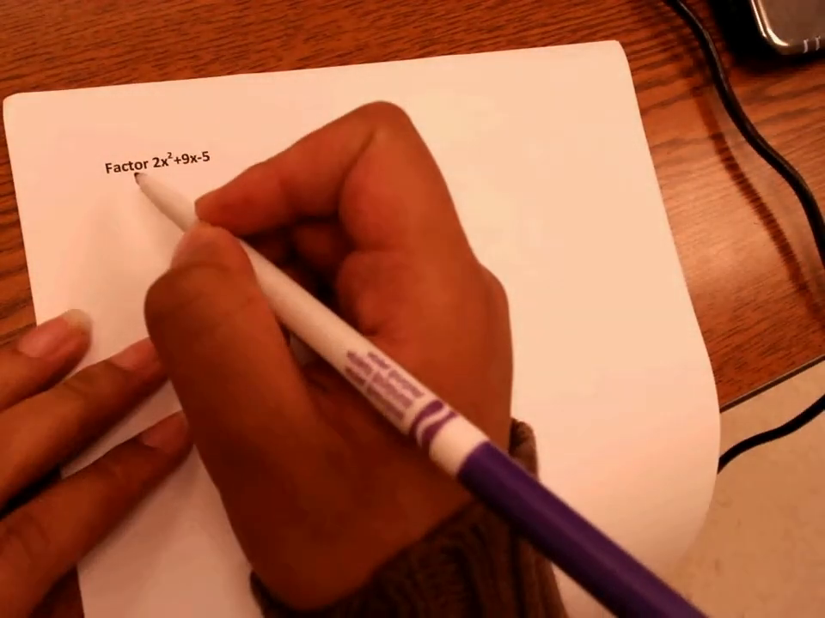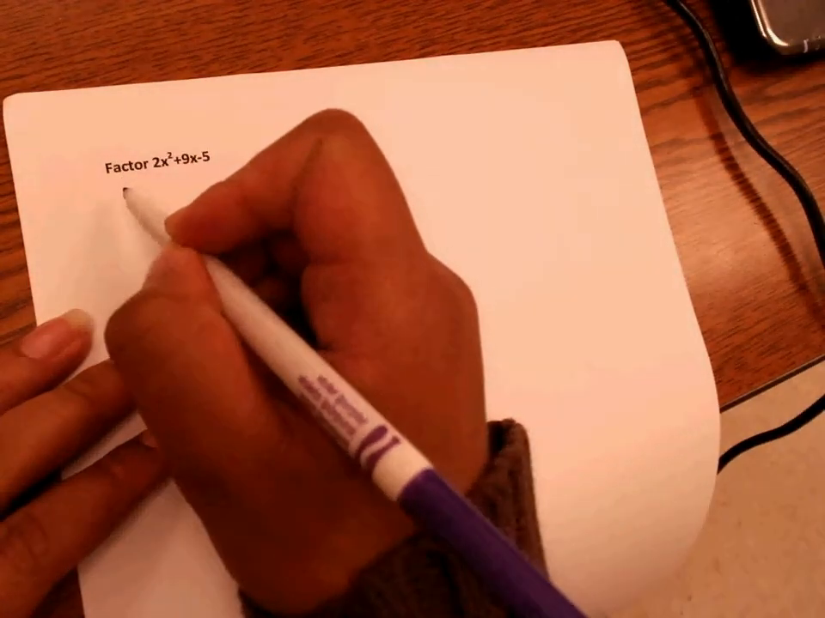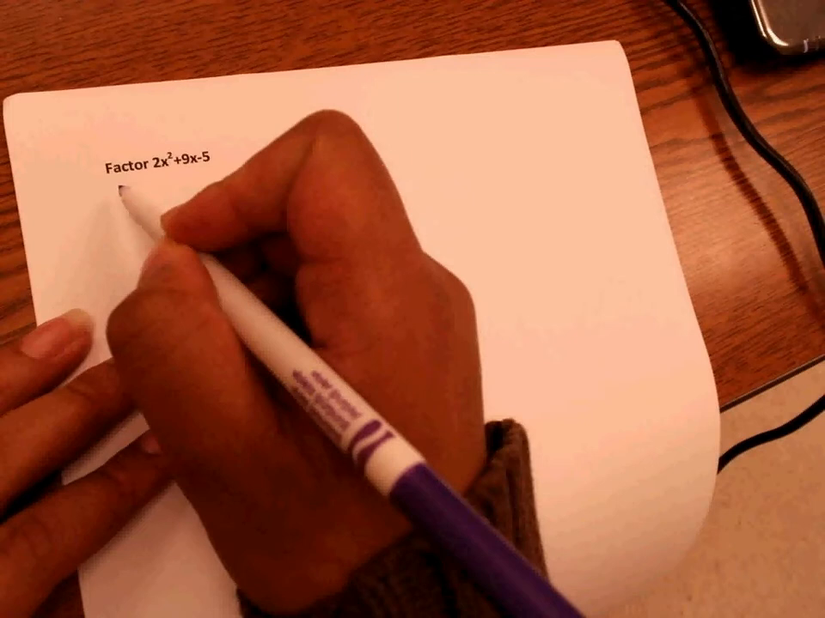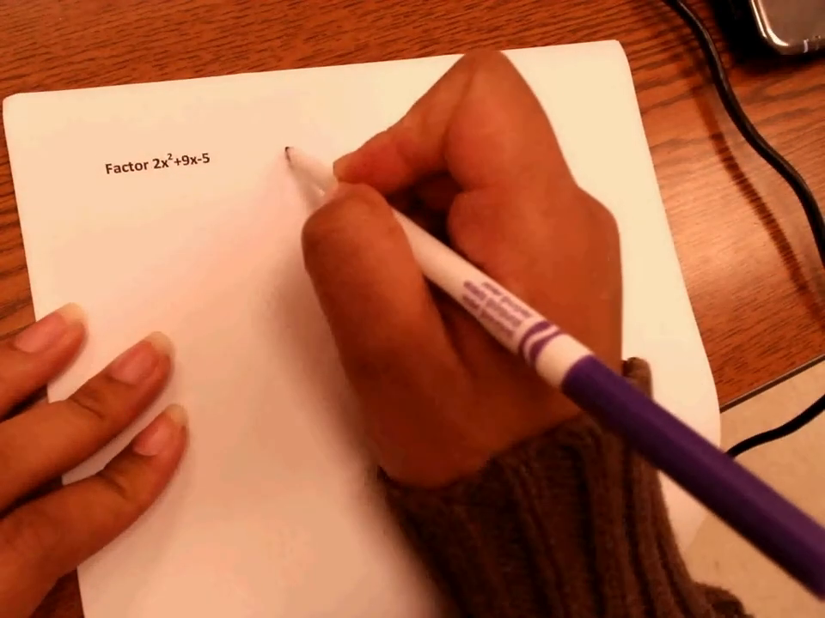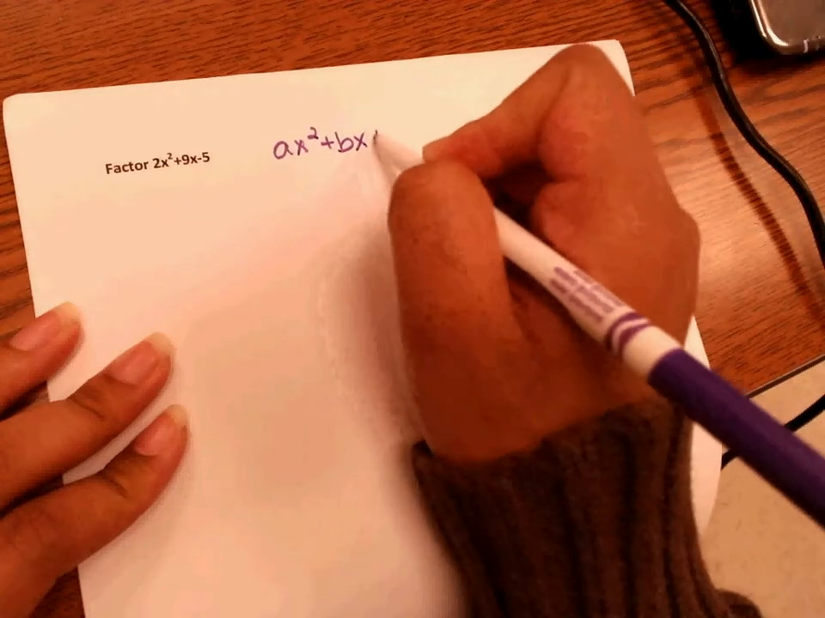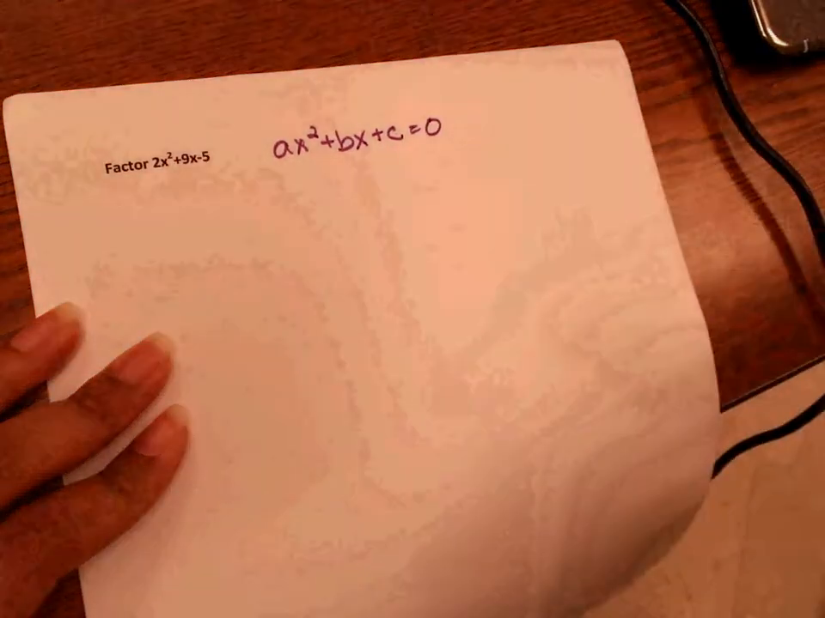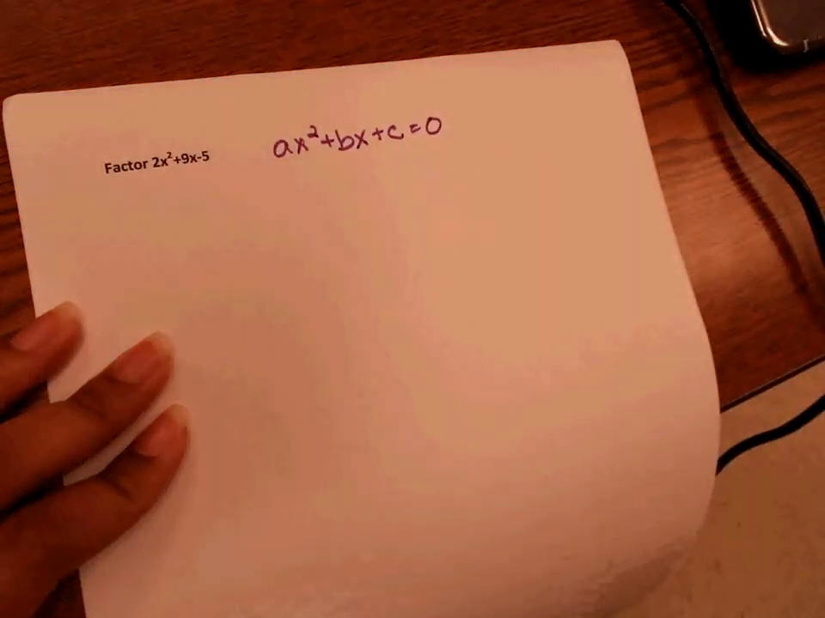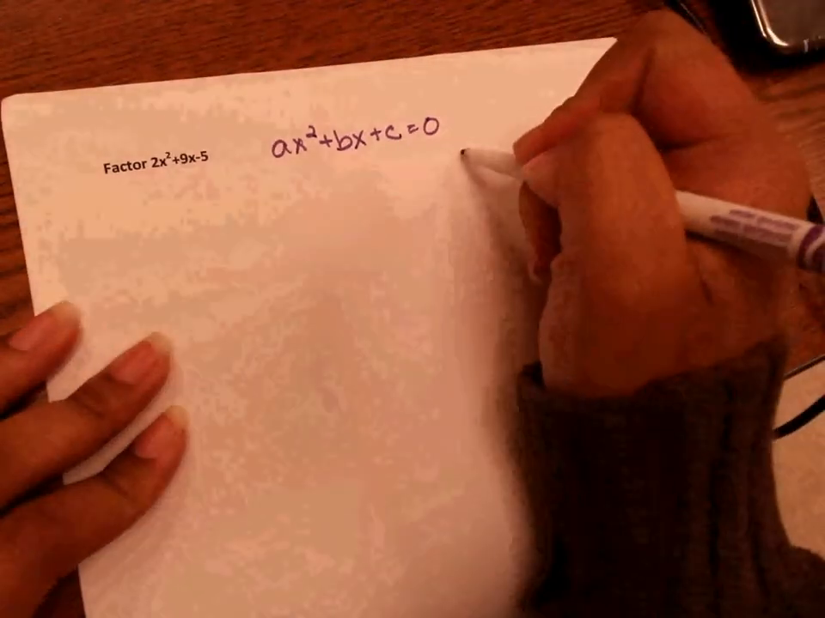This is Miss Carter, and today we're going to talk about factoring trinomials, which comes from the quadratic standard form. The quadratic standard form is ax squared plus bx plus c equals 0. So our first step of factoring is to look for the GCF.